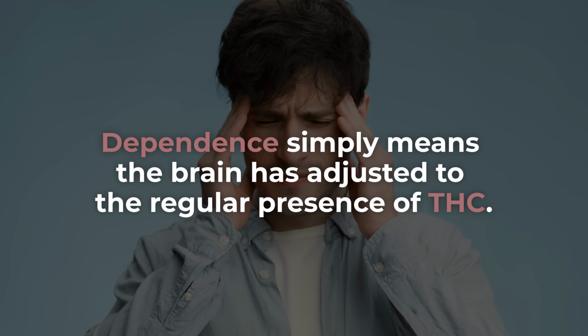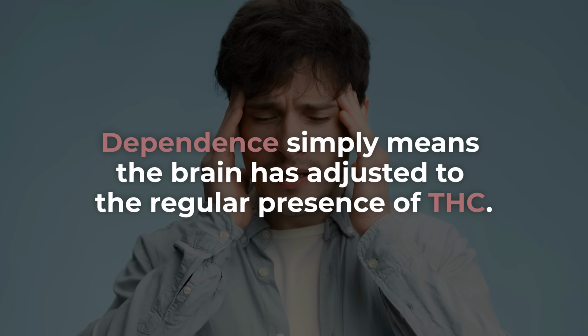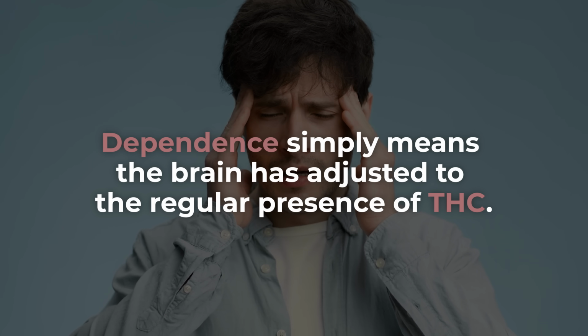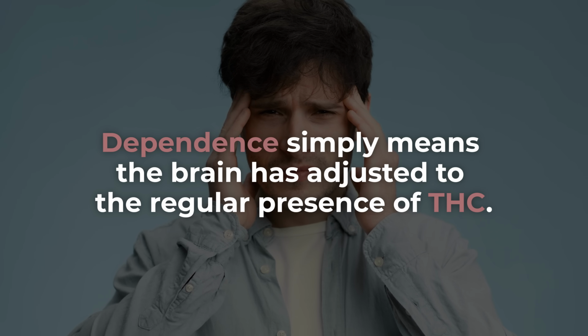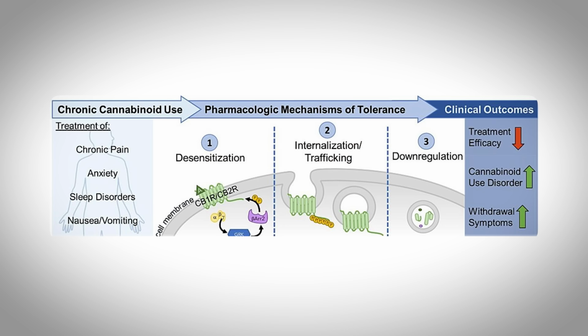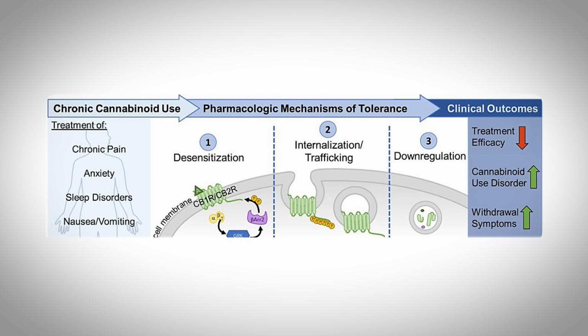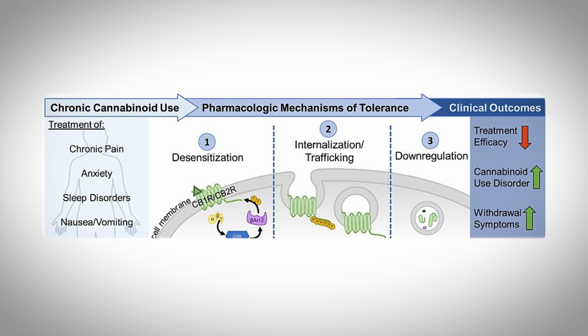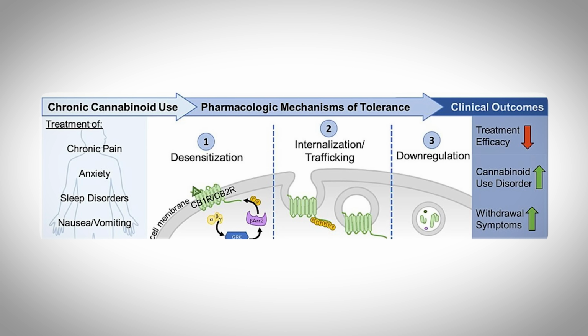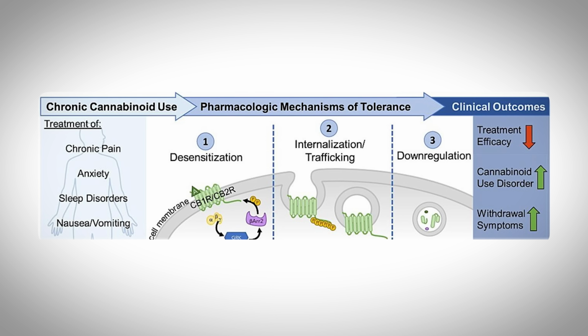In some individuals, tolerance can progress into dependence. Dependence simply means the brain is adjusted to the regular presence of THC, and when use suddenly stops, the system needs time to recalibrate. During that period, people may experience withdrawal symptoms such as irritability, anxiety, changes in sleep, or reduced appetite. These symptoms reflect neurochemical adjustment, and they typically resolve with time.